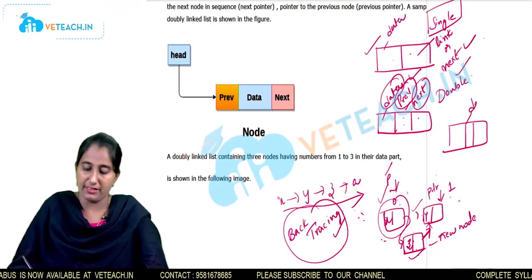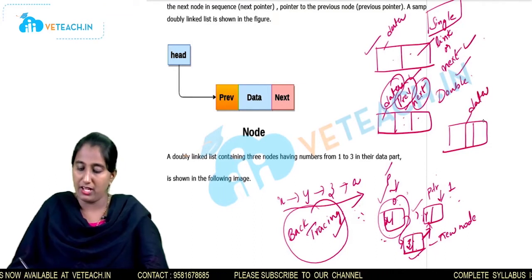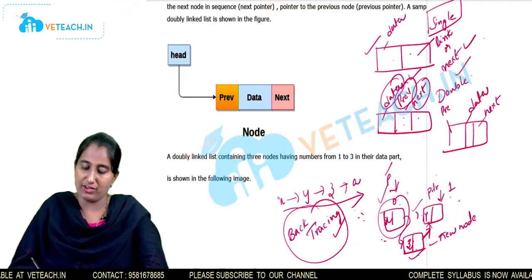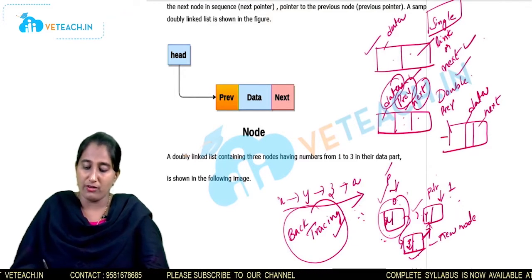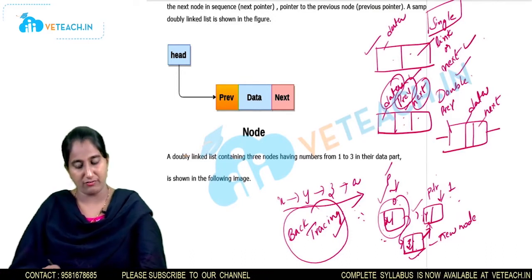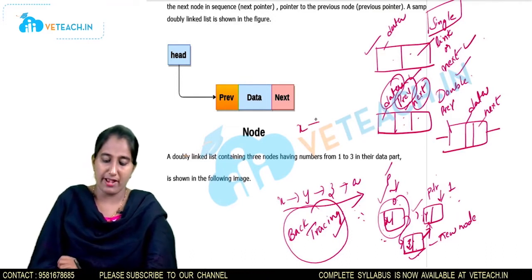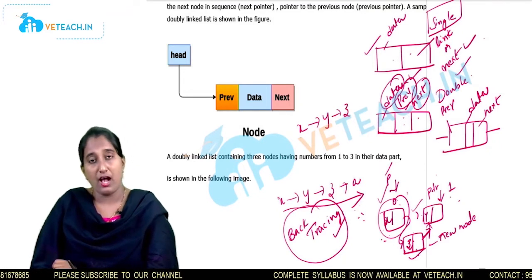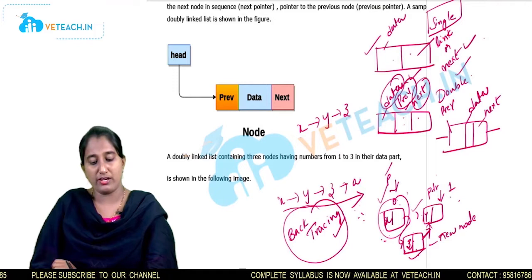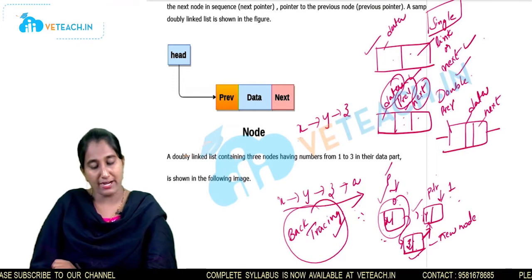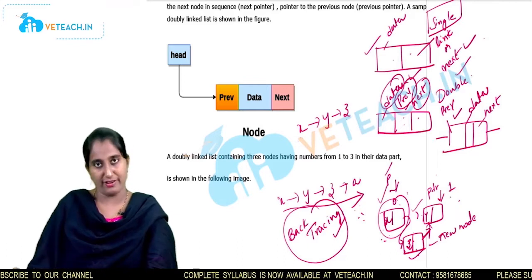In the middle the data field will be there, here the next field will be there, and here the previous field will be there. Whenever you want to track backside, for example you have reached from X to Y, Y to Z, and I need to track from Z to X, in order to get back to X, I have taken a previous field.